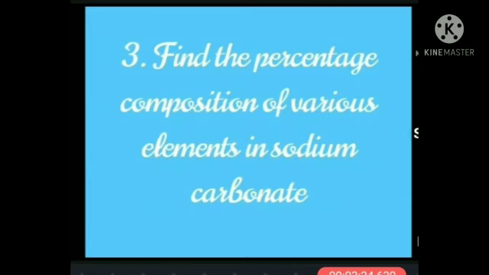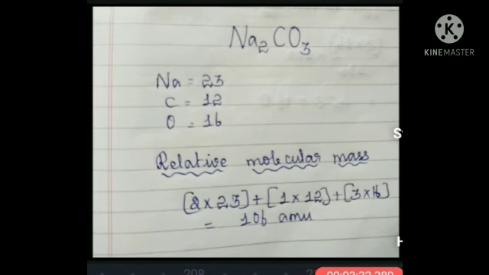Next, multiply with 100. Next, find the percentage composition of various elements in sodium carbonate. Here they didn't ask for a particular element, they ask for various elements. So various elements means we have to find out all the elements one by one. Sodium carbonate formula is Na2CO3. So first we have to find out the sodium percentage composition, next carbon percentage composition, next oxygen percentage composition, because they ask for various elements.